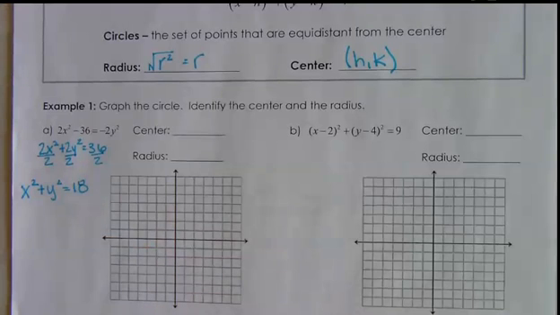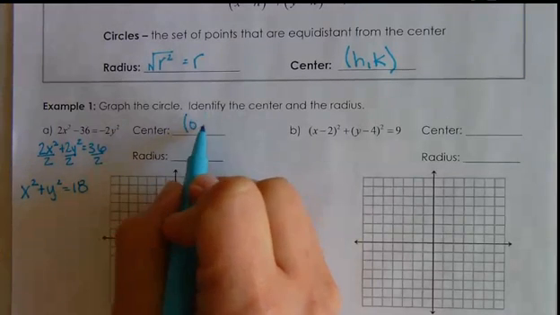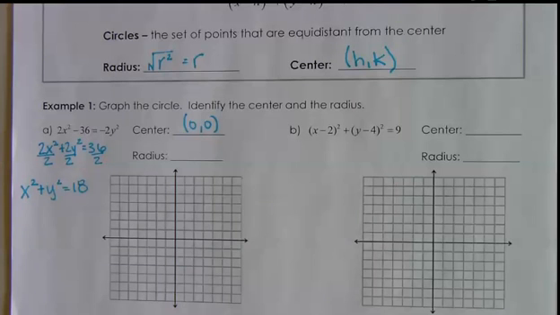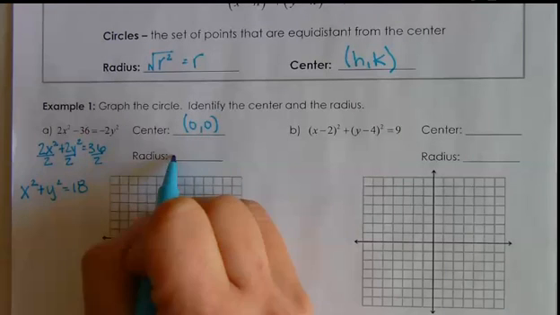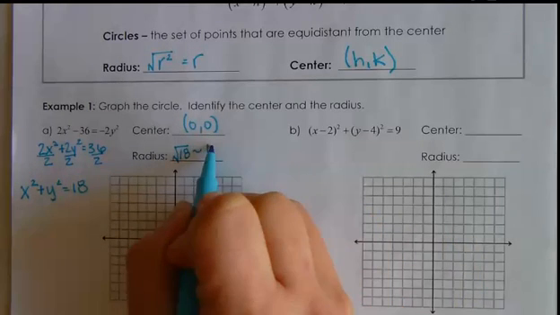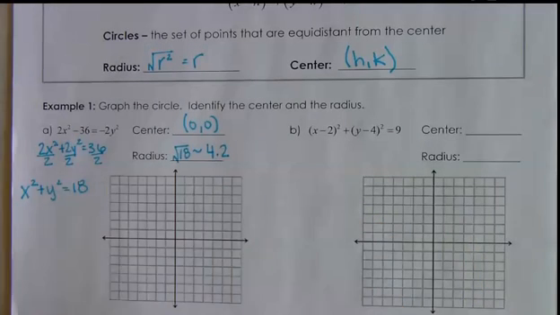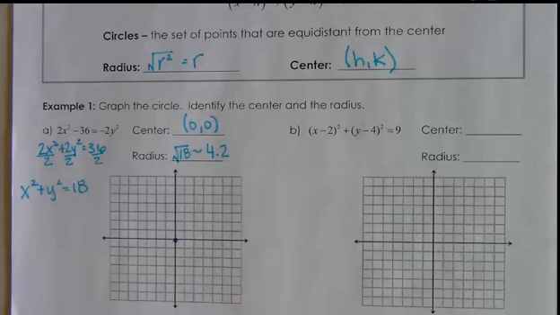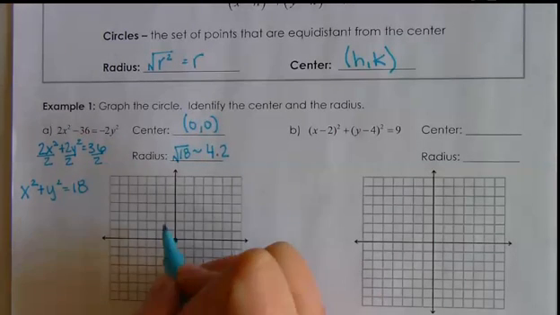So my center is going to be at (0, 0) because you can see that I have no h and k values, no parentheses with those x's or y's. Now my radius is going to be the square root of 18, which is about 4.2. So if my center is at (0, 0), the distance from the center to the circle is going to be equal.